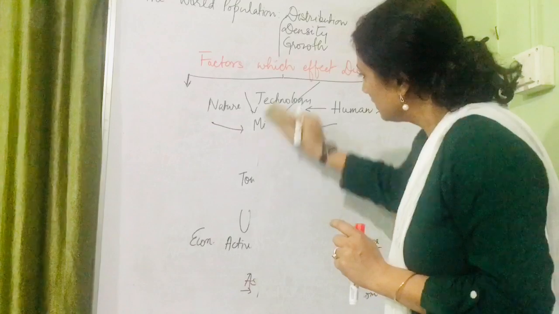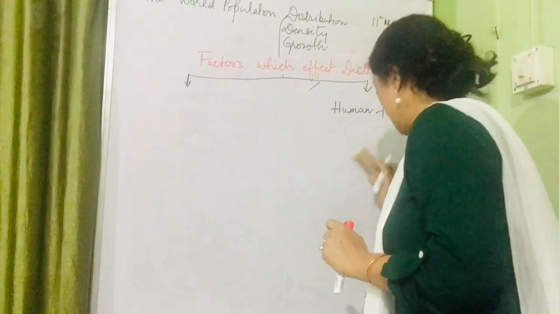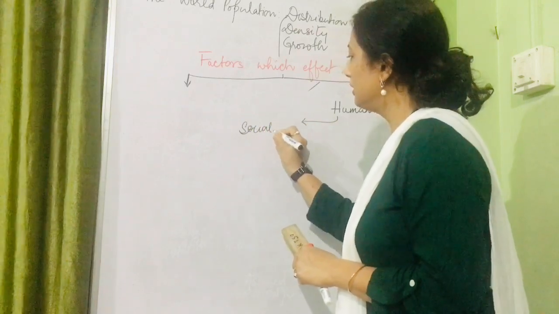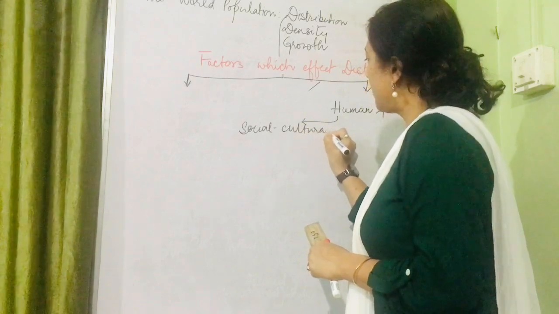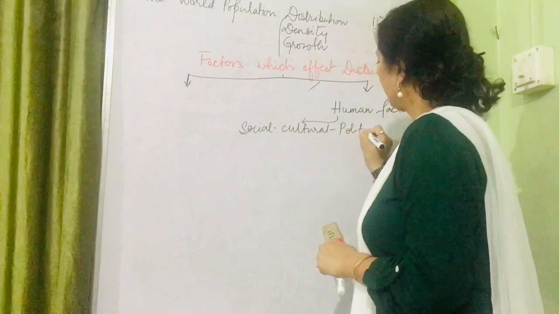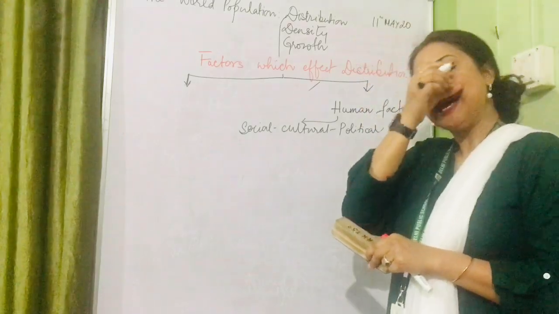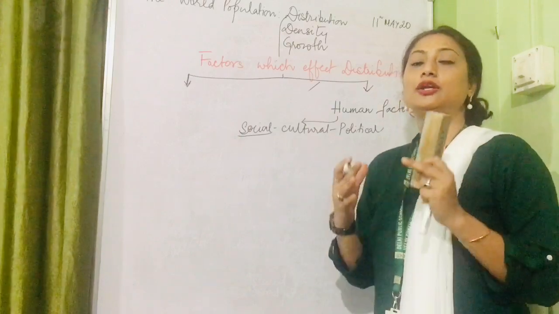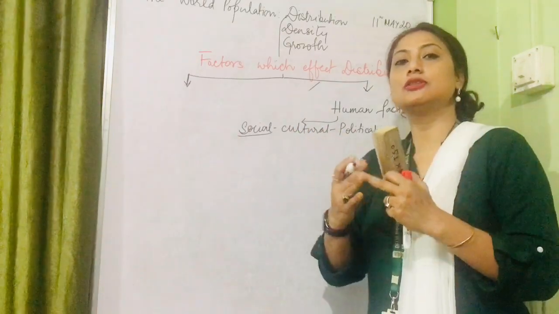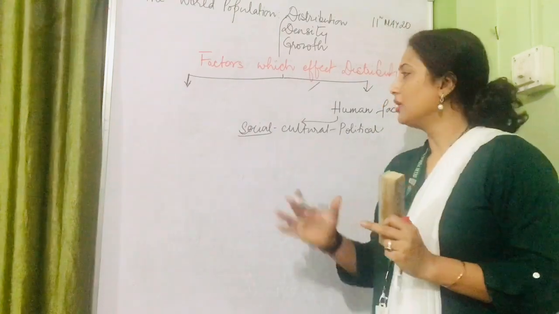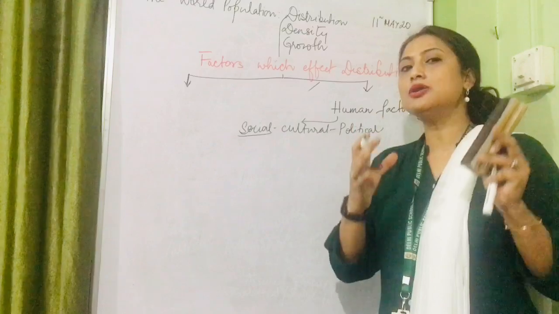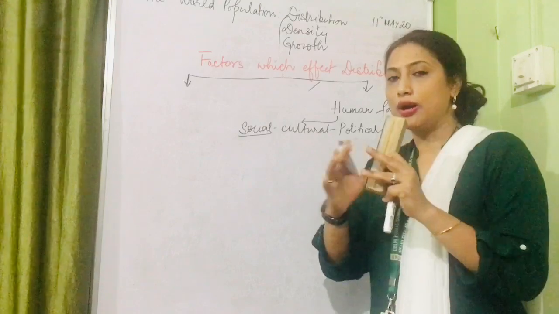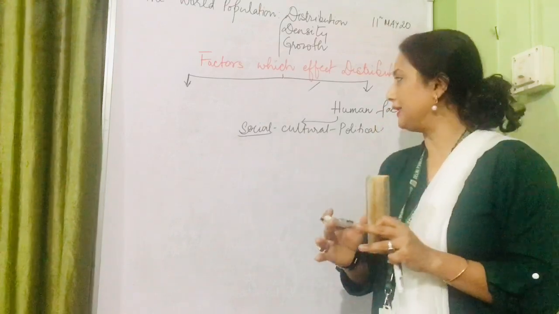Besides this, we have one more human factor, which is related to social, cultural and political factors. Man is a social animal, we all know. So he looks for a peaceful society, and for belongingness in a society where he can live peacefully. So it has been seen that people belonging to one ethnic group tend to settle down in one area, and this also leads to a particular distribution of population in that area.